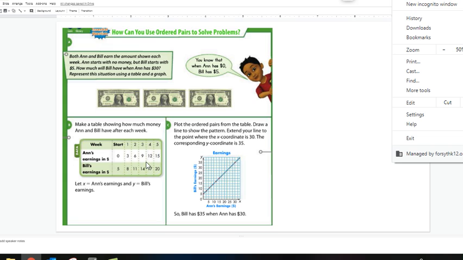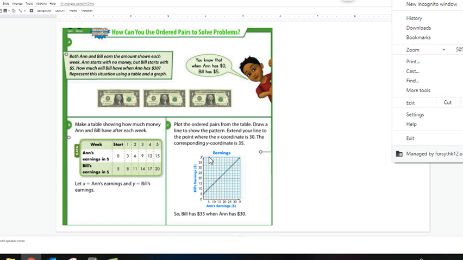So the rule here for this chart is to add 3 each time. In week 1, Ann's got $3 because she had none to start, and Bill has $8 because he has 5 to start. Then you just continue to add 3. In week 2, Ann has 6, Bill has 11. This is how much they have at the end of 5 weeks. This question doesn't even ask about number of weeks. It just asks how much Bill's going to have when Ann has 30. So we would need to complete this chart until you get to 30 and see where Bill's at.